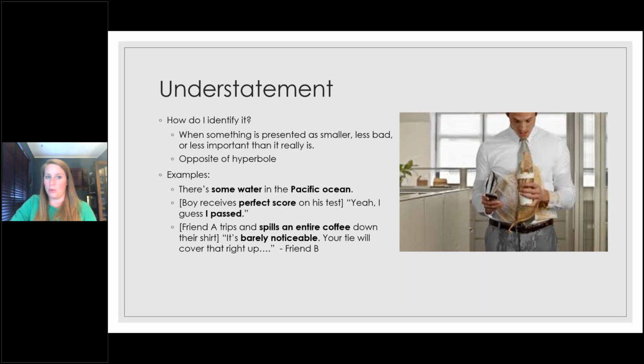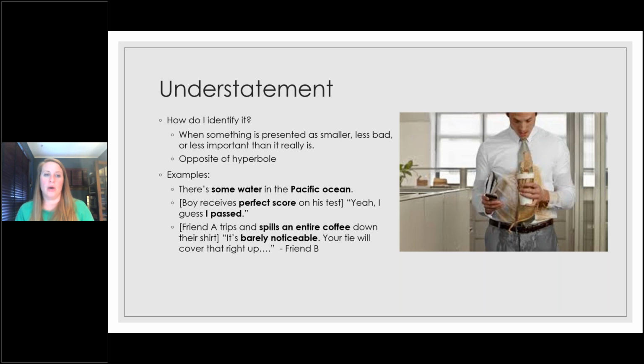So some examples of understatement include, there's some water in the Pacific Ocean. Definitely an understatement. The Pacific Ocean is ginormous. There is definitely way more than some water, but by saying there's some water in the Pacific Ocean, we're being a bit silly, we're being a bit facetious, we're using understatement to bring some comedic effect.